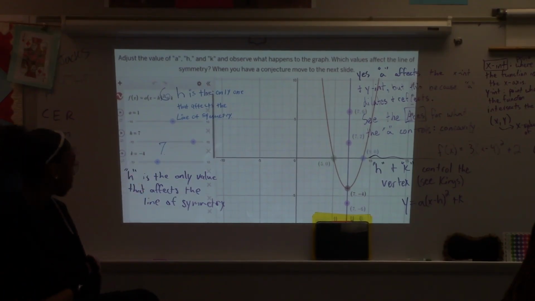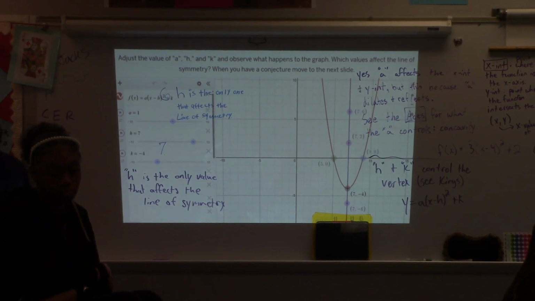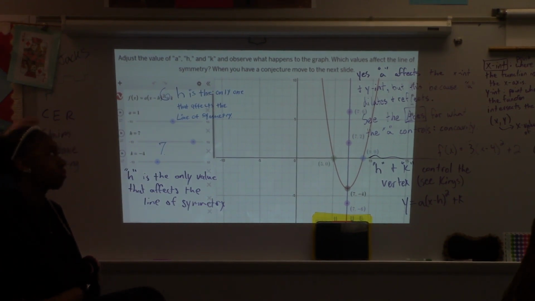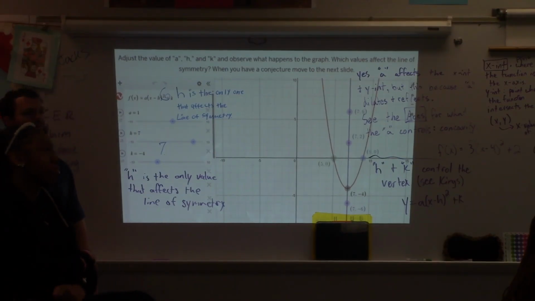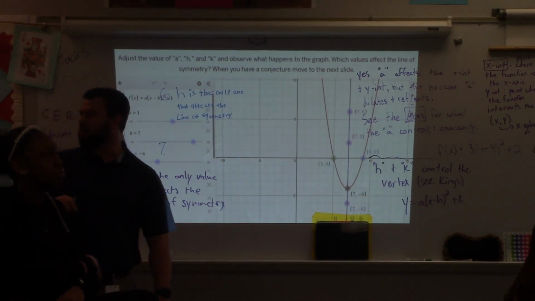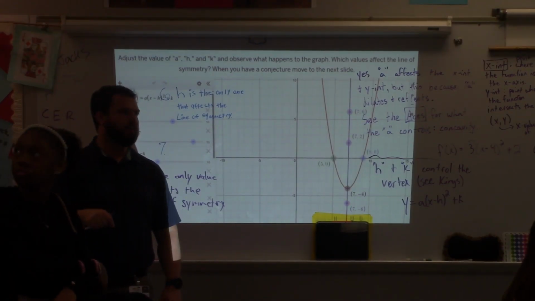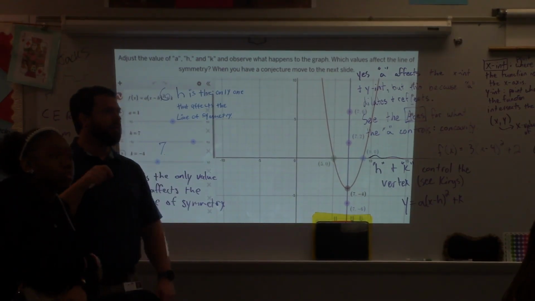It's closer to that. However, I love what the nines said. What did I circle over there at the top? H defines the axis of the line of symmetry. Okay, the axis of symmetry or line of symmetry. Please note, it's not just that h affects the line of symmetry. H defines the line of symmetry. Okay? H defines the line of symmetry.